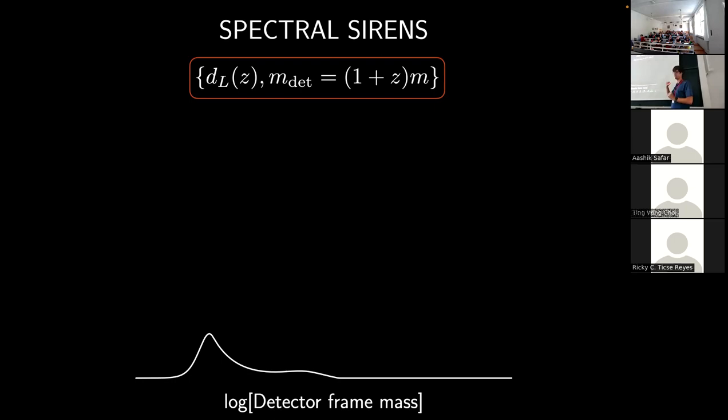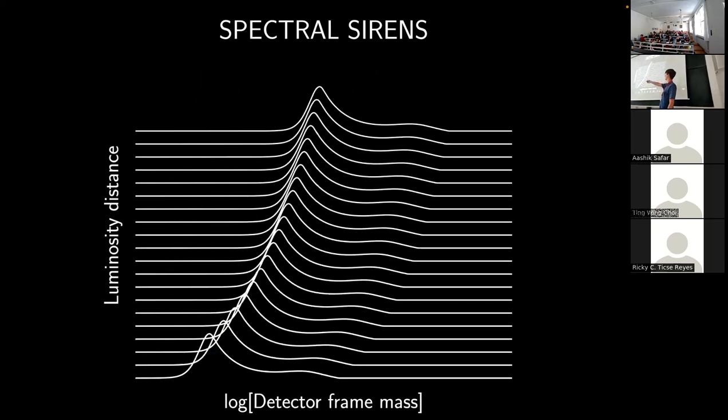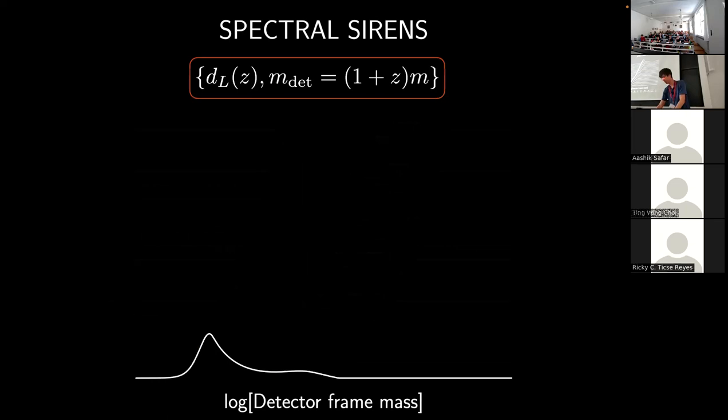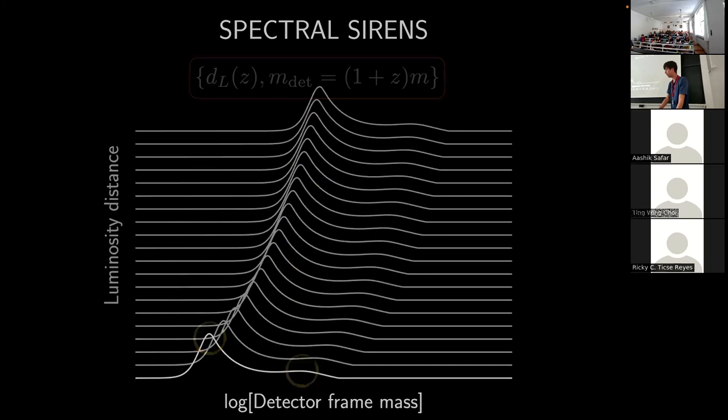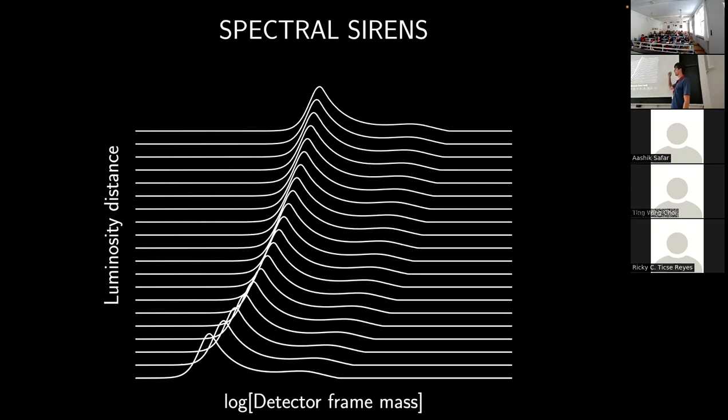Now, this is the distribution of your detector frame masses. And as you remember, and you can see at the top, your detector frame masses are proportional to the redshift. If you look at how this distribution of events looks at different luminosity distance, what is simply going to happen is that all your masses are going to move to higher values just because they have been redshifted farther away. So if you identify some features in your mass distribution, for example, some peaks or some points in which the mass distribution changes, then you can follow how those change as a function of distance, and this will give you information of the redshift.